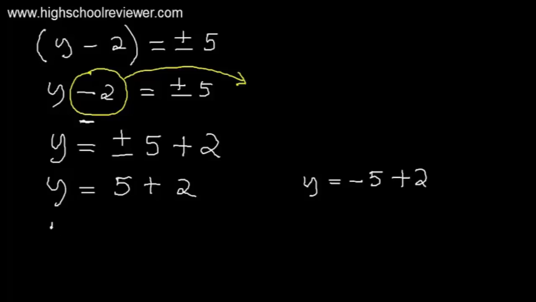So this will be our y sub 1. 5 plus 2 is 7. And this will be our y sub 2, and it is negative 5 plus 2, that is negative 3. So therefore, y sub 1 equals positive 7, y sub 2 equals negative 3. They are our final answers.